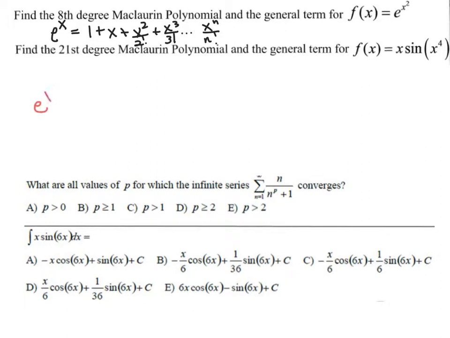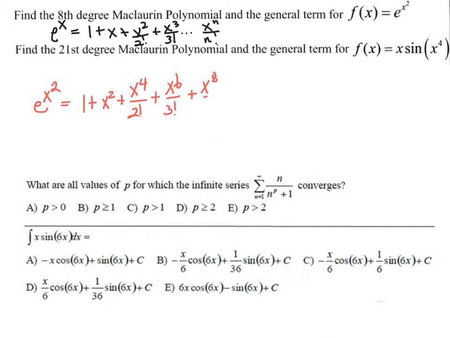E to the x squared would be approximated by 1 plus x squared plus, now x squared squared is x to the 4th. And then we have x squared cubed, that's x to the 6th. And then we have x squared to the 4th, that would be x to the 8th.